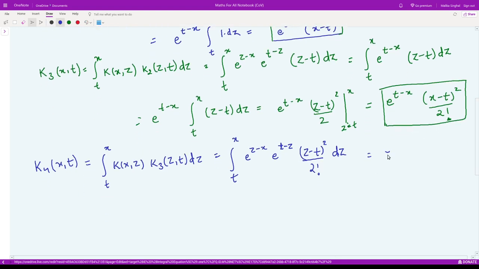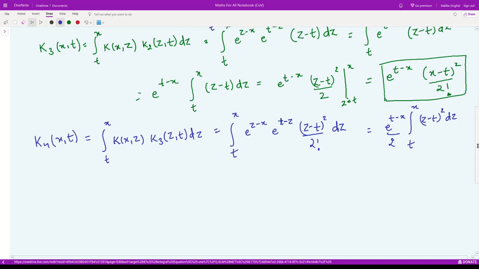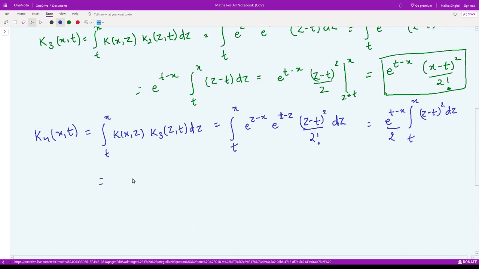So we would get e to the power t minus x out from this integration sign, integration from t to x, and it would be z minus t square dz, right? This 2 could also be taken out. So what do we get? When you simplify this, you'll get e to the power t minus x divided by 3 factorial x minus t raised to power 3. So this is the fourth kernel, right?